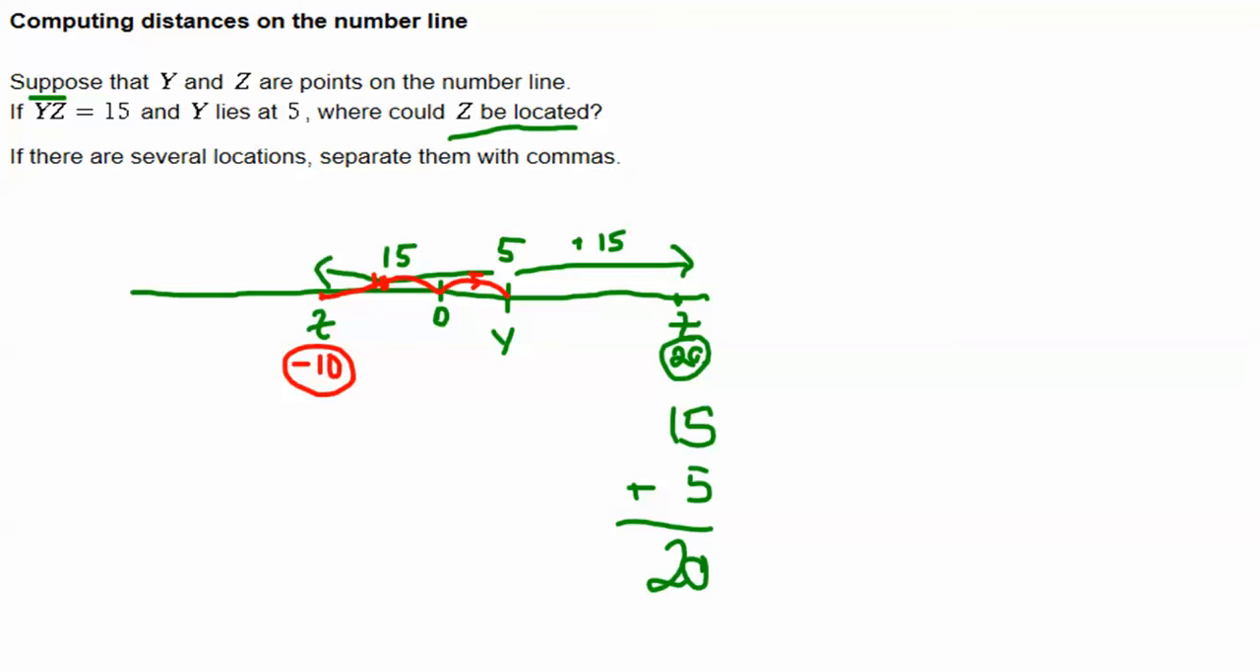Okay, hopefully that helped. You just need to be aware of your positive and negative values. Again, I think making that number line is very helpful to ensure that you can visualize what's happening with your positive and negative numbers. When you go to enter those two answers, separate them with commas. So you could say negative 10, comma 20, or you could say 20, comma negative 10.